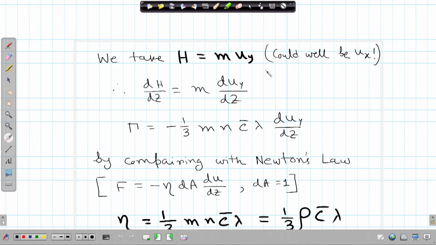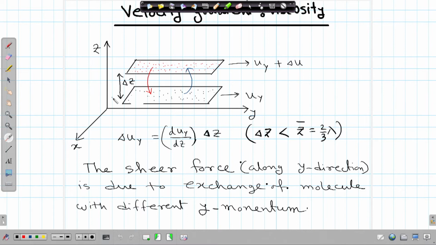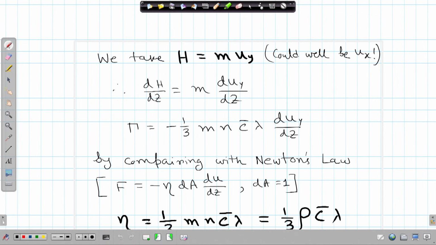Now, please understand that this u_y might as well be u_x. It does not matter whether it is x or y momentum. The only thing is that it has to be perpendicular to the gradient. The gradient is present along the z direction. So, the momentum could be anywhere between x and y, it does not really matter. So, dH/dz is nothing but m du_y/dz.